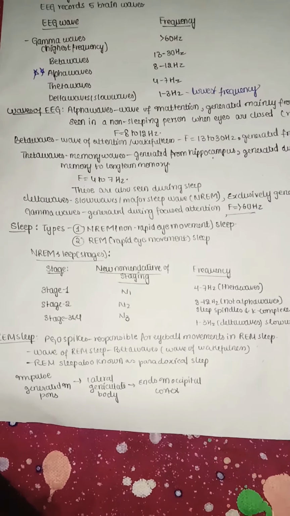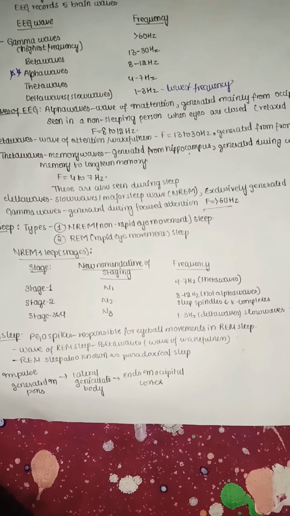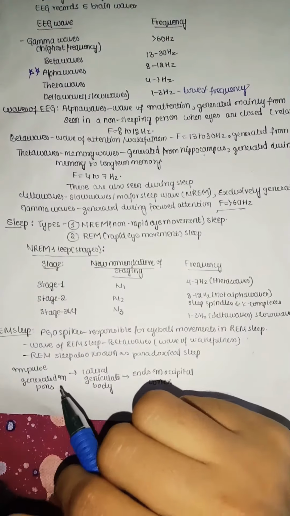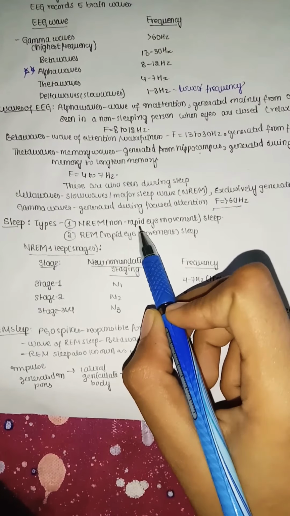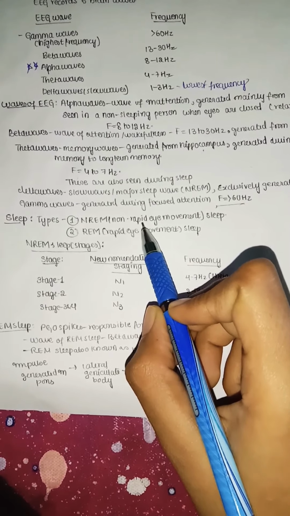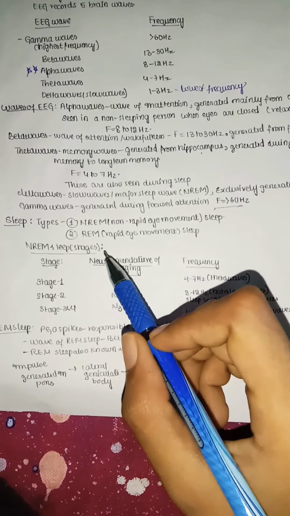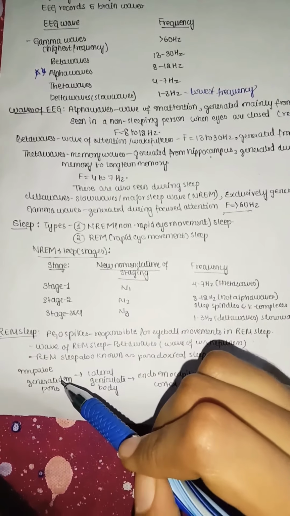Now let us see about sleep. So mainly sleep is divided into two types. It's also a brain activity. First one is non-rapid eye movement. In the name itself you can see the eye is not moving but you are in sleep. But the next one is REM, that is rapid eye movement. Here the eye is continuously moving. So let us see about these two types of sleep.